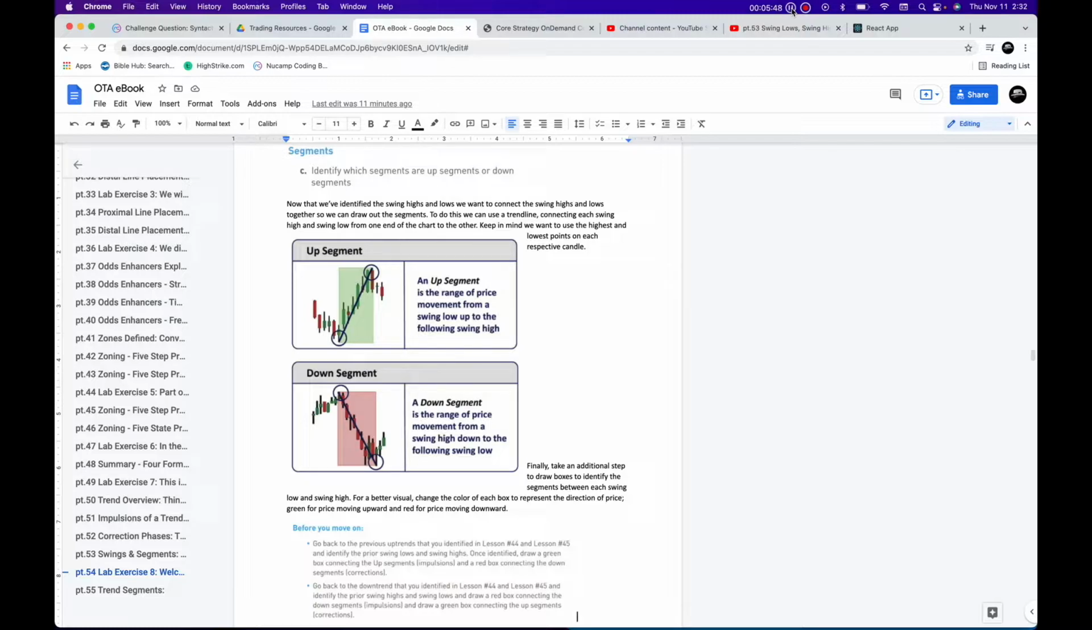Now that we've identified the swing highs and lows, we want to connect the swing highs and lows together so we can draw out the segments.